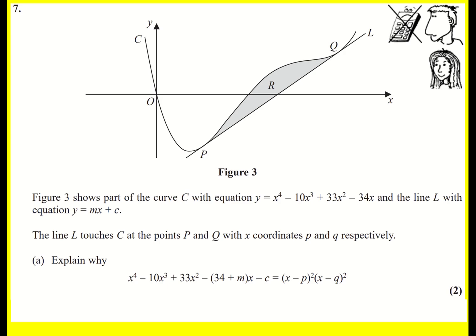In this question, we have a quartic function that's been sketched, as indicated, coming up, down, and then back up, and a line L with equation y equals mx plus c. And we're told that L touches C at two places, therefore it's a tangent. But not only a tangent in two places. And we're asked to explain why this here is true.